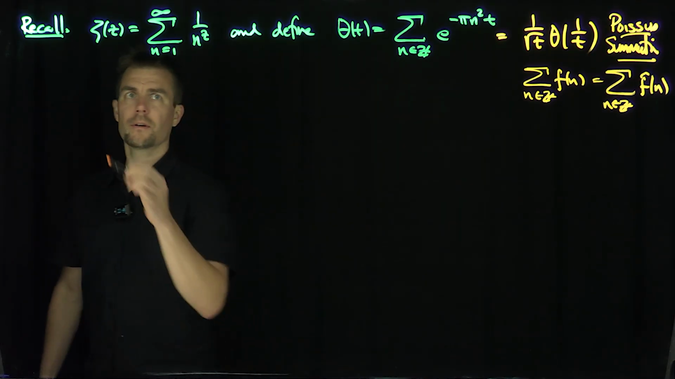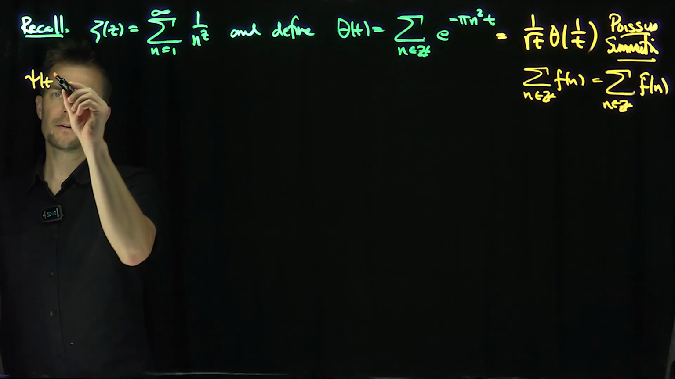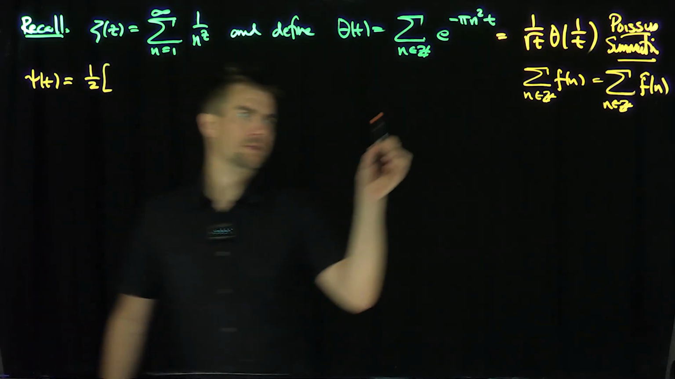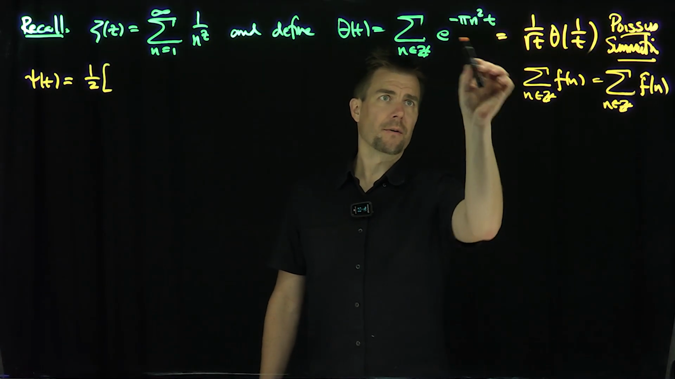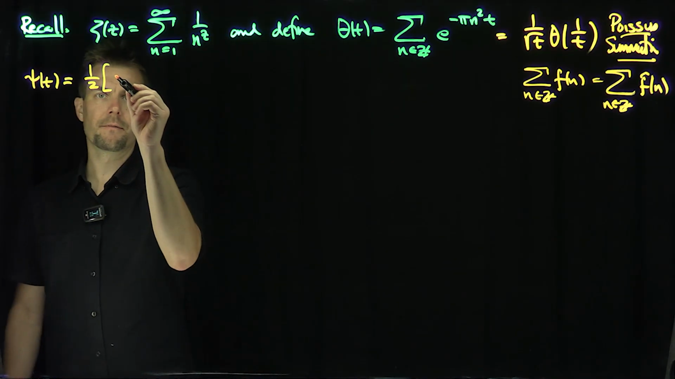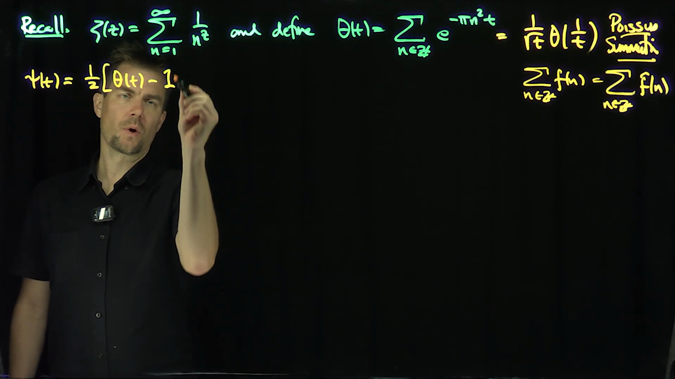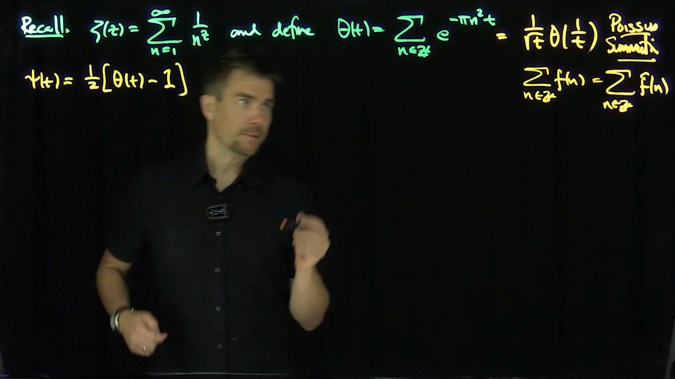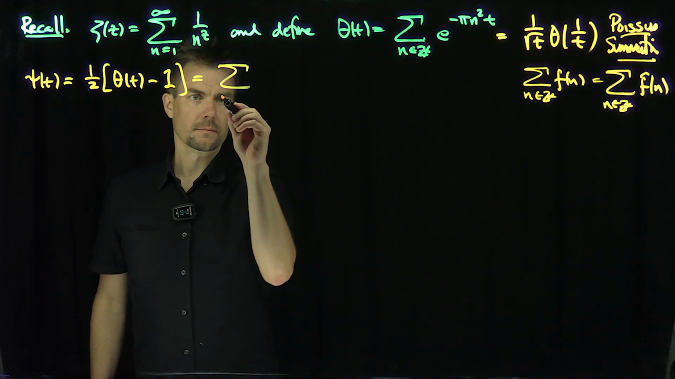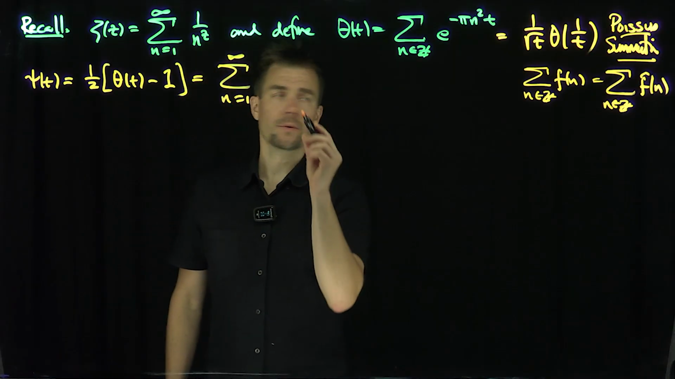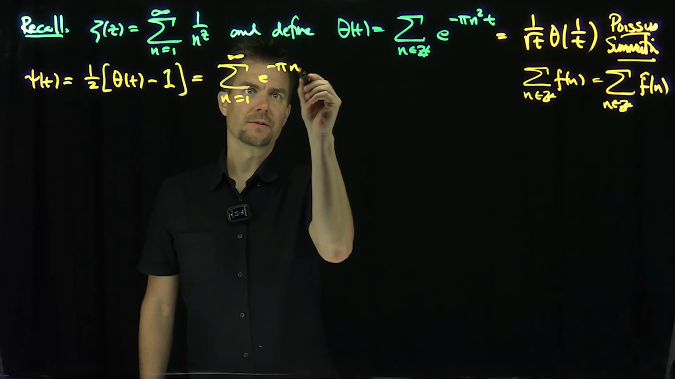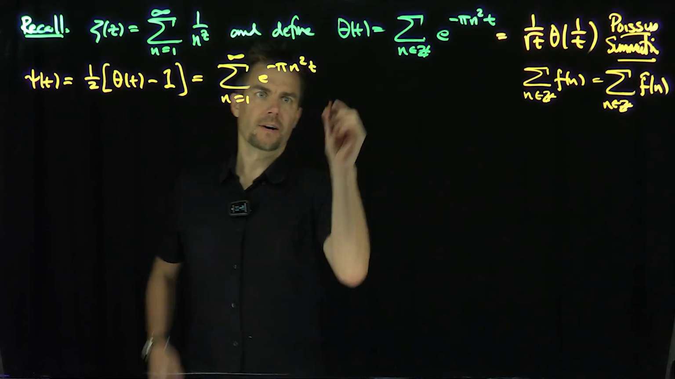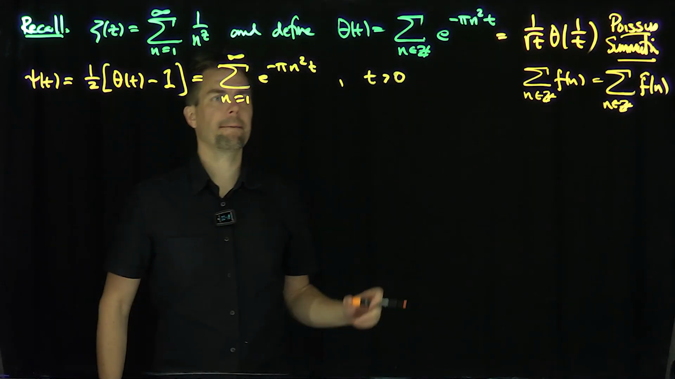Now I'm going to define a new function, psi of t. It's going to be one half of theta of t minus 1. Of course, if n is positive or negative doesn't matter, those are the same values. So that function subtracts off the 0 term, and then it splits the even and odd terms. So this will be the sum from 1 to infinity of e to the negative pi n squared t, and this series of course converges for all values of t greater than 0. Great. Excellent. So this is defined for all t greater than 0.